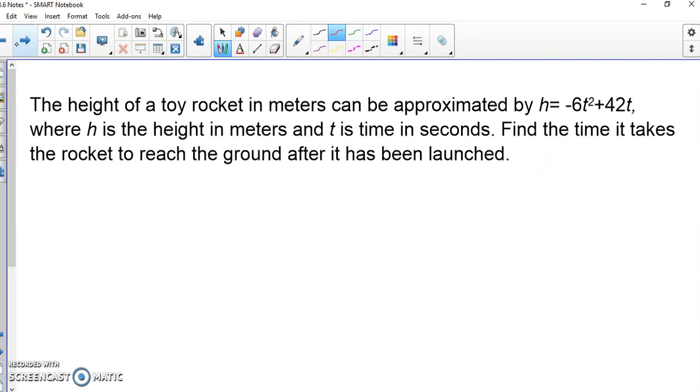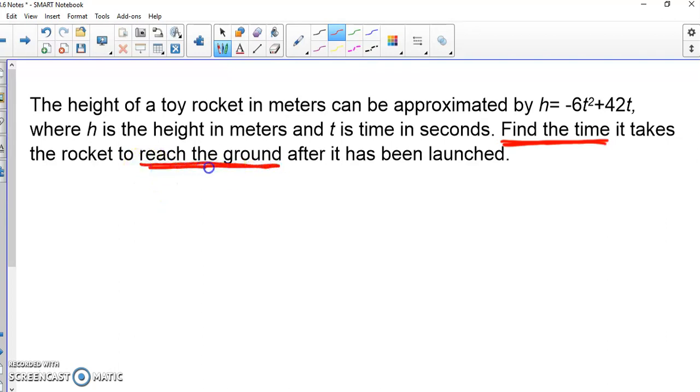And then before you go, we're going to do this last story problem together. So it says the height of a toy rocket in meters can be approximated by this equation of h equals negative 6t squared plus 42t, where h is standing for our height in meters and t is the time in seconds. So we are going to find the time that it would take for the rocket to reach the ground after it's been launched. So we are going to find the time, that means we are going to solve for t. And we want to know how long it takes to reach the ground.